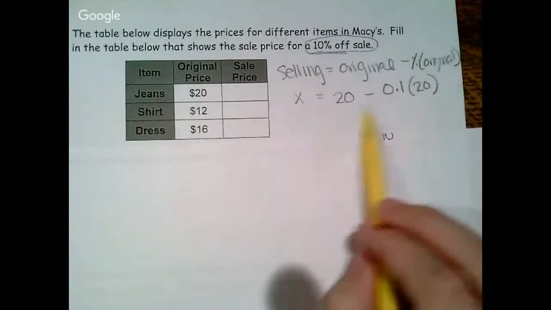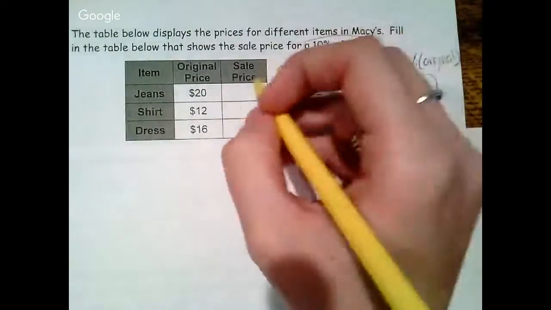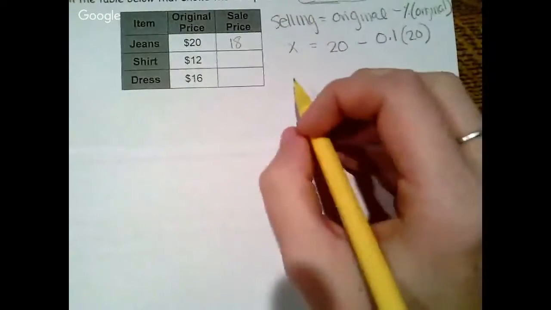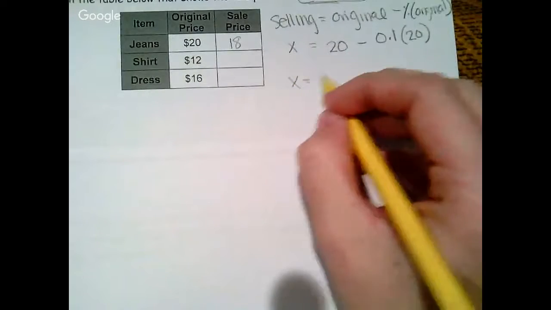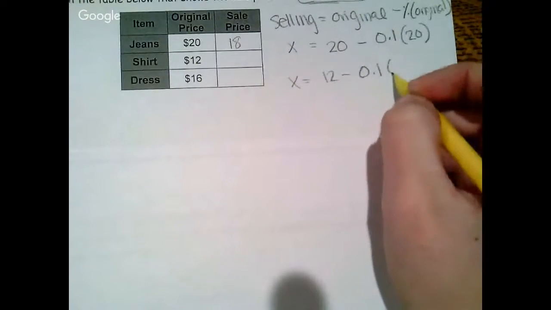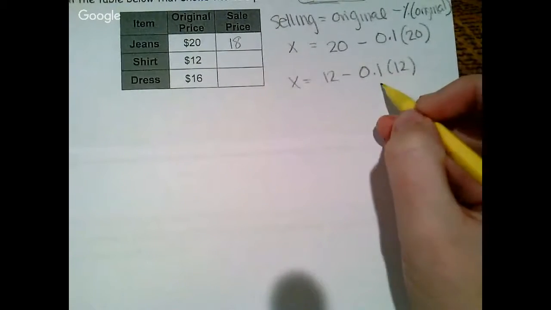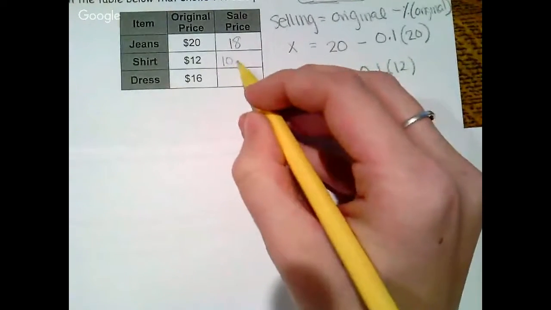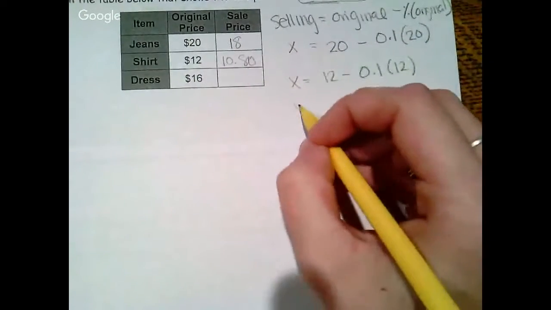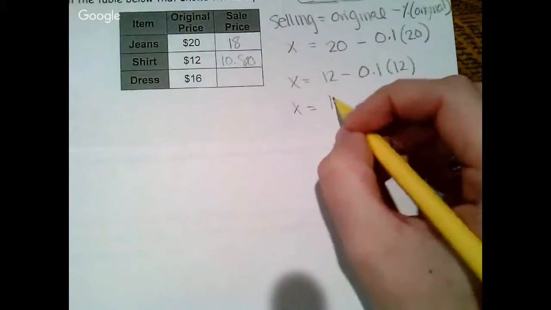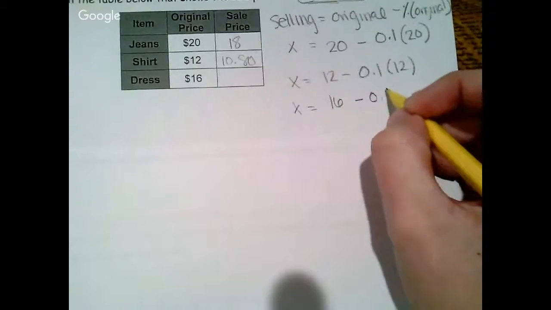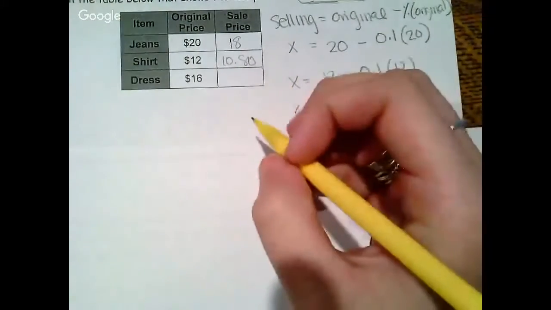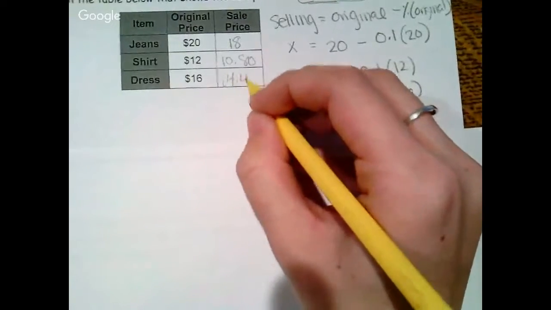So for my jeans, I plugged in 20 for my original, and that's how I got 18. Okay, for the next one, for my shirt, I plugged in 12 for my original. It's still 10% off, so it's still going to be that 0.1 there. And when I do this out, we got 10.80. And for my dress, I don't know how much it's selling for on sale, but I know that it started at $16 and we're taking off our 10%. And for that, that's how I got the $14.40. Okay.